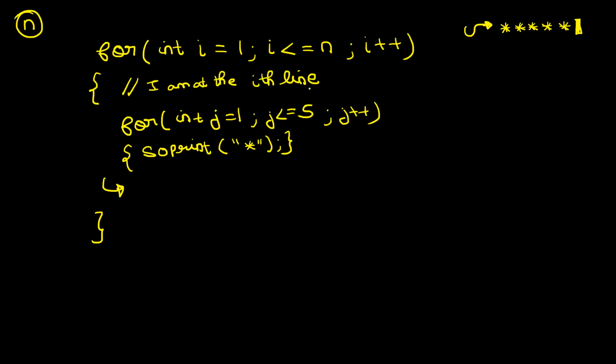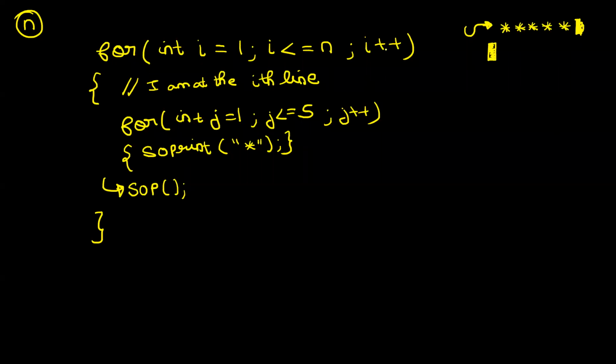Do you all agree? When you go to the next iteration of this outer for loop, you are at line number i plus 1. So when you print stars, that should be printed in the next line. So definitely I want to bring this cursor also down. What should I do? Outside this for loop, can I write a line like this? System.out.println. Simple. So this will bring my cursor to the next line.